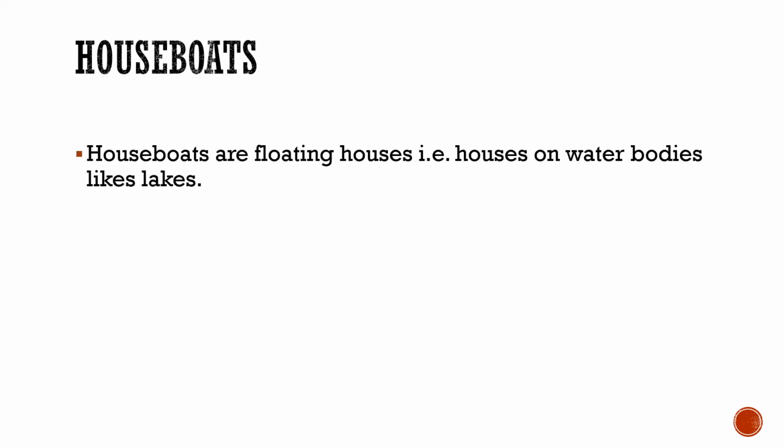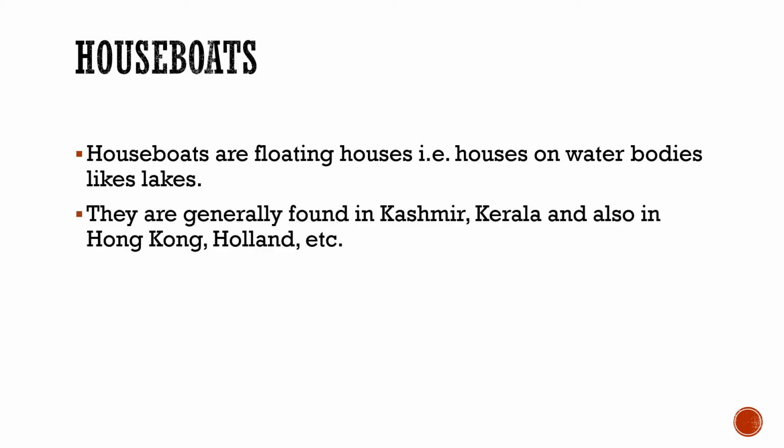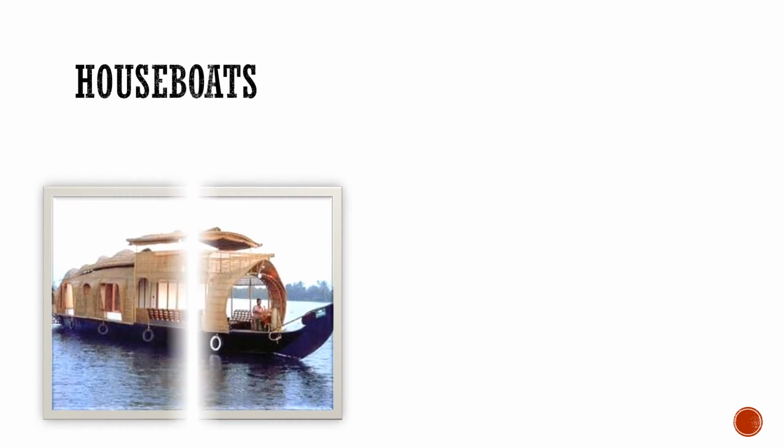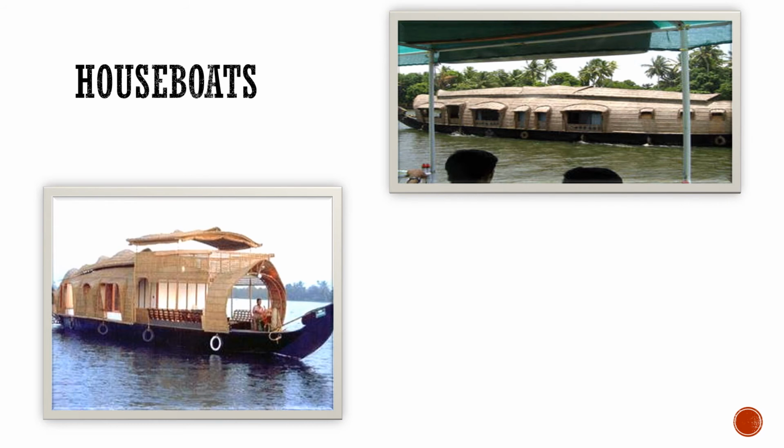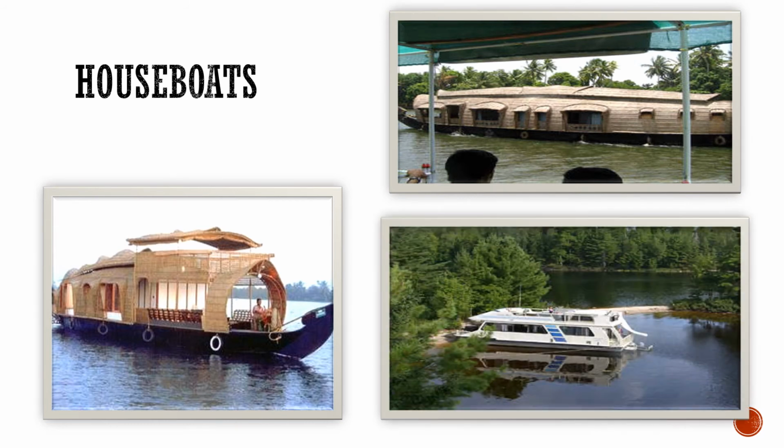Now, children, let us learn about houseboats. Houseboats are floating houses, that is, houses on water bodies like lakes, ponds, etc. They are generally found in Kashmir, Kerala, and also in Hong Kong and Holland. Let us see some of the pictures of houseboats. They are beautifully designed and very comfortable to live in.